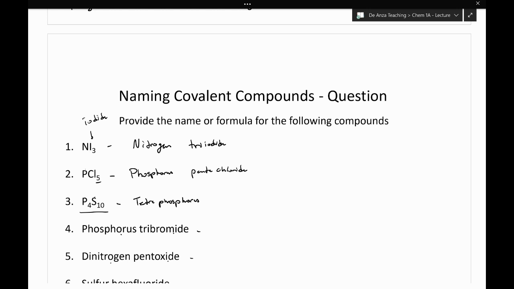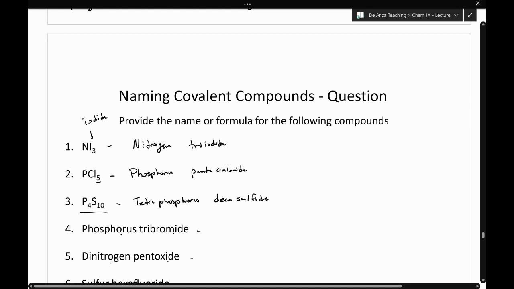And then we have 10 of our second, so that's deca. And then we put the base name of that, which is sulfide. So base name plus IDE. Okay. Now we can write the formulas for the last 3.